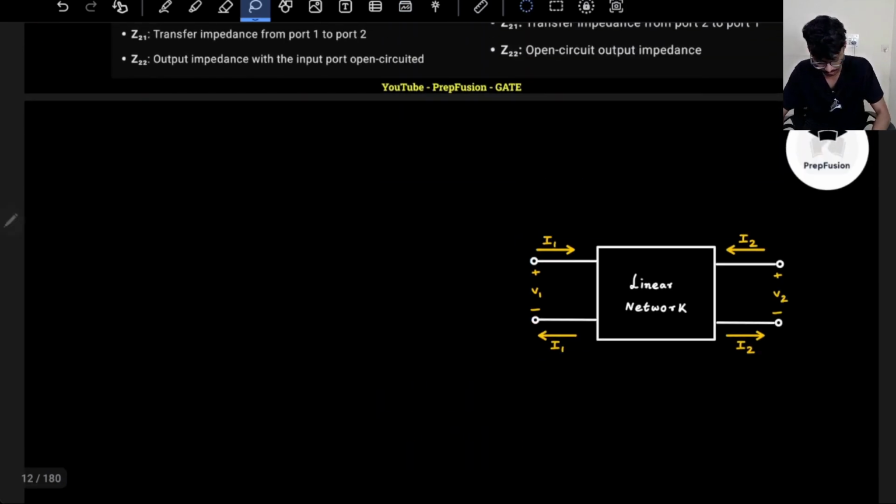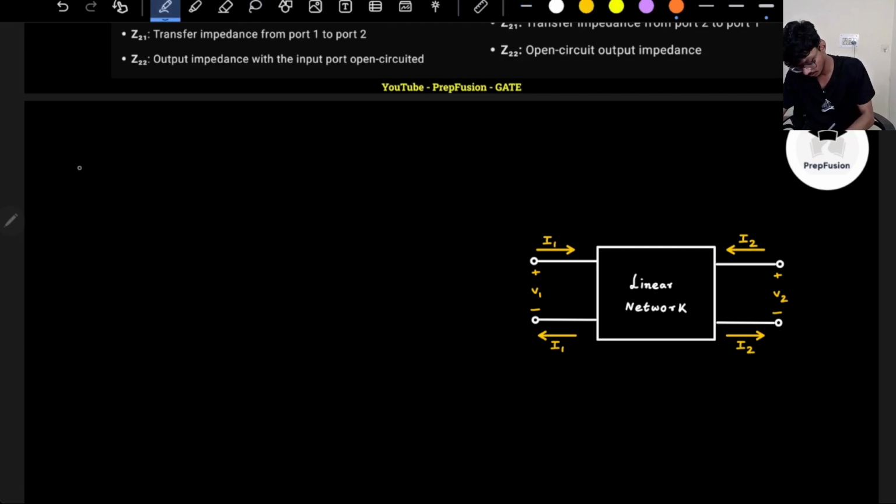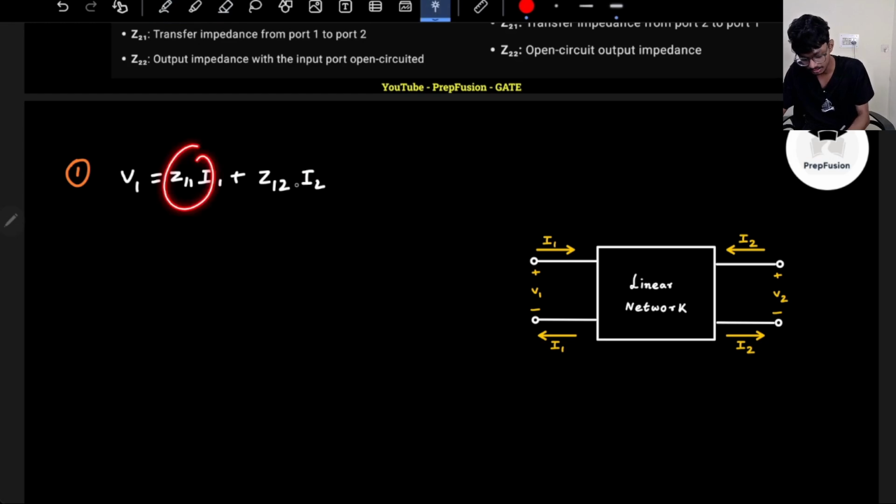I have this network, right? So for case 1, let's solve each one by one slowly. Equation 1 is V1 equals Z11 I1 plus Z12 I2. I need the value of Z11. How do I find the value of Z11? I don't know I2, and I don't know Z12, so I will try to make I2 0. If it is 0, this term is gone.